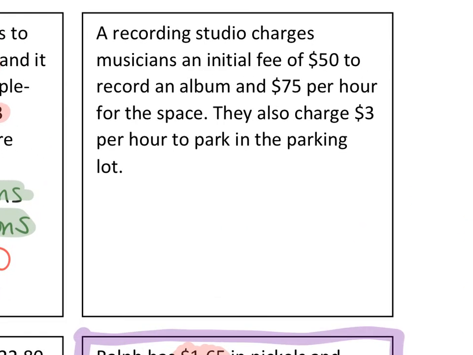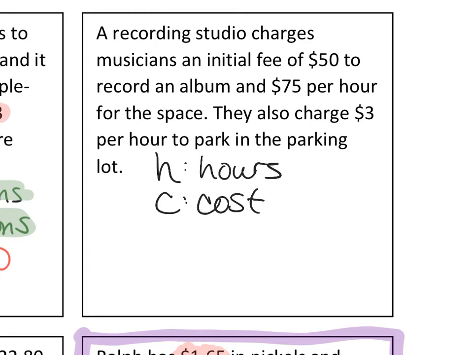All right, we're going to go up here to the recording studio. The recording studio question is a little bit different. If we read it, you're going to see some key words that jump out at you, and we will reread it and highlight those words. It says a recording studio charges musicians an initial fee of $50 to record an album and $75 per hour for the space. They also charge $3 per hour to park in the parking lot. What are the two things we're talking about or measuring in this question? I see hours, and then initial fee. We're dealing with cost to record here.